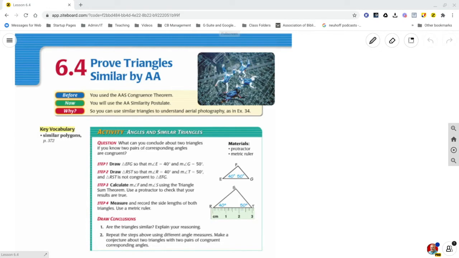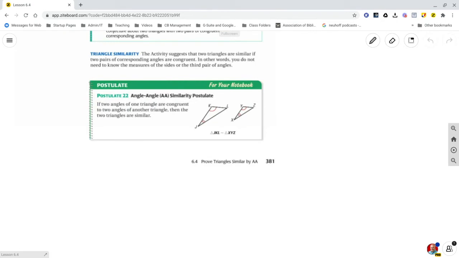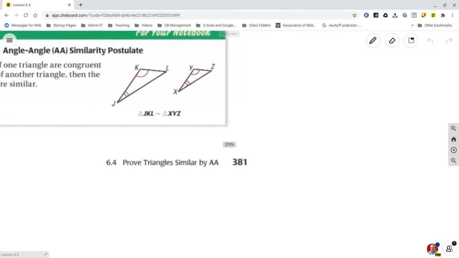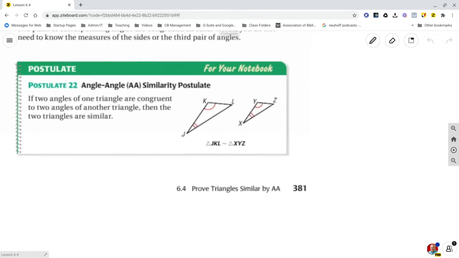And the first postulate that we're going to be looking at here is going to be angle-angle similarity. A couple things we know when we're working with a triangle: if two of the angles have the same measure, the third angle has the same measure. Well, that can help us a little bit if we're looking for the measure of the angles, but it doesn't tell us anything about the size of the triangle.